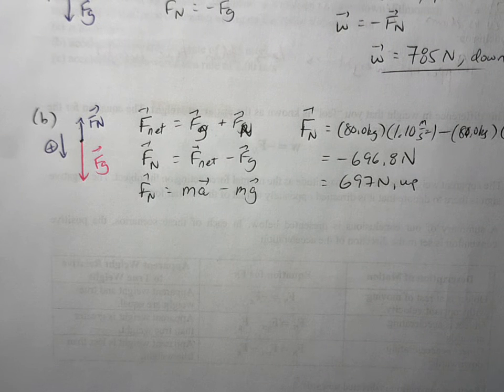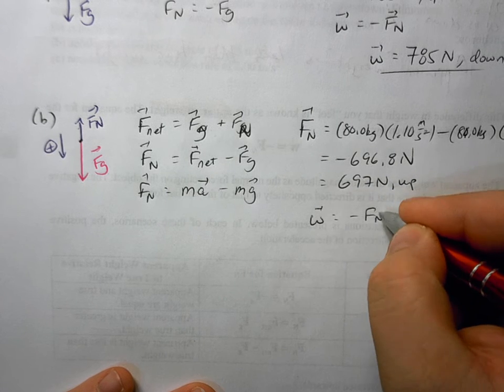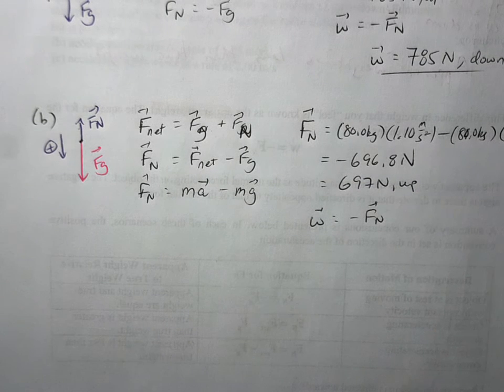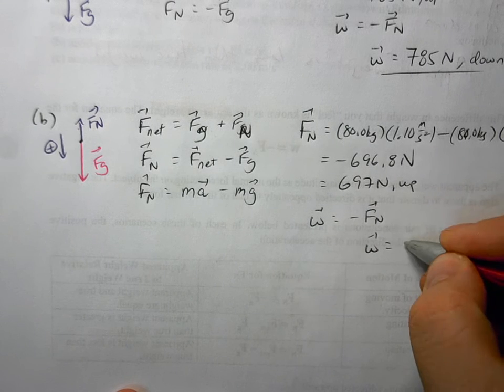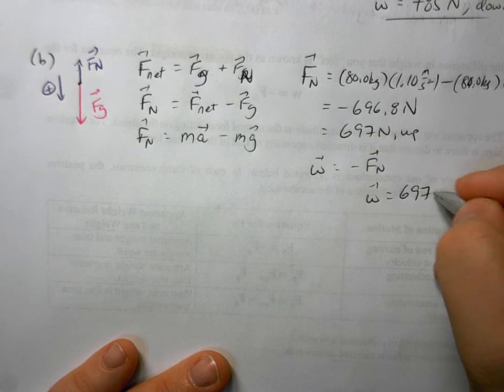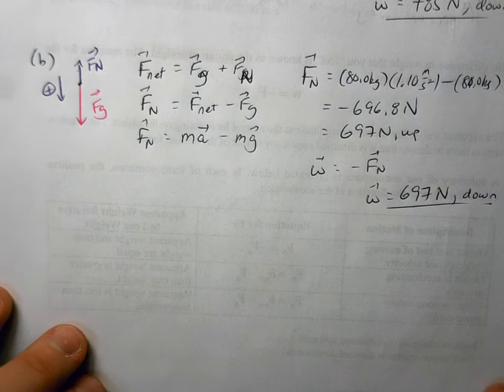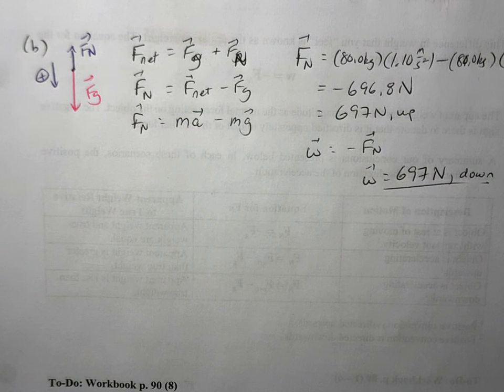That's good. All we have to do for the apparent weight, well, the apparent weight is just directed in the opposite direction of the normal force. So if Fn's going up, apparent weight's going down. So the apparent weight for this object here is going to be about 697 newtons down. It's less than our true weight. We can be pretty confident with that.